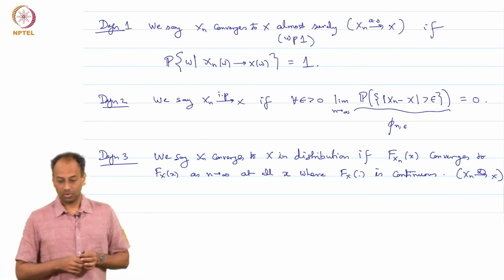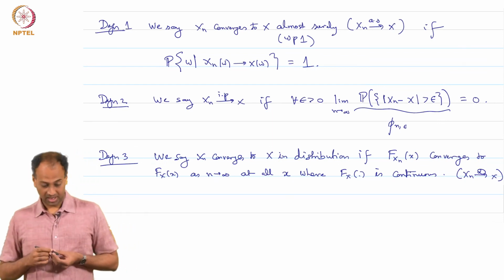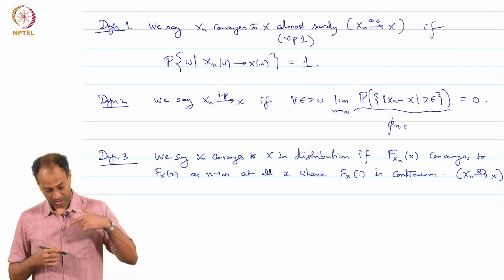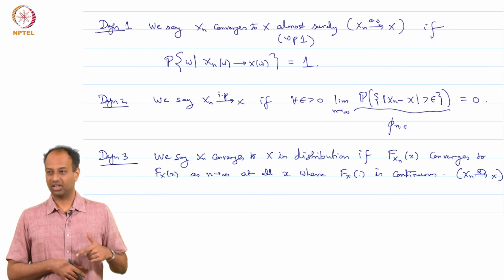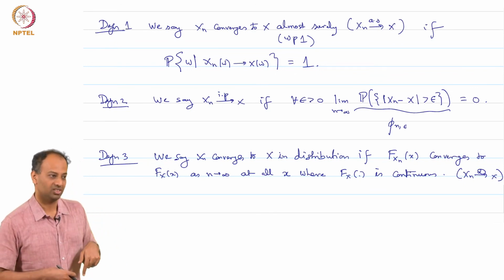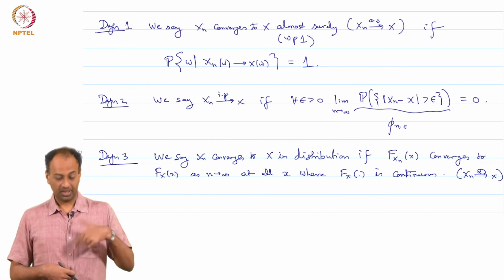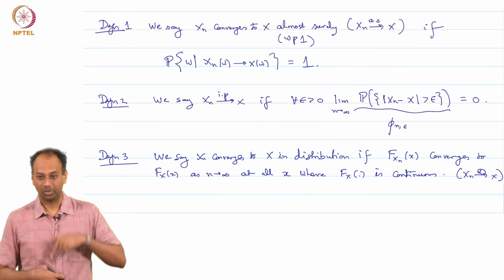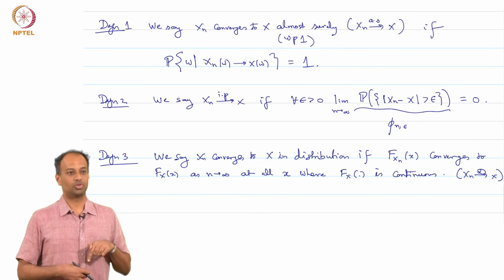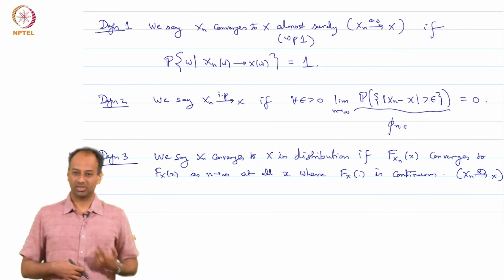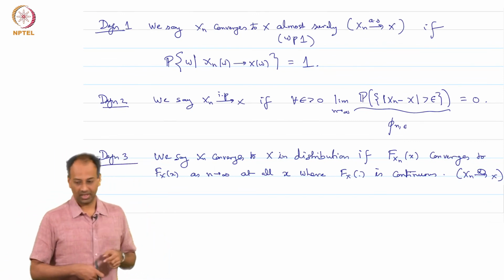Okay. So, what can be shown is that almost sure convergence is stronger than convergence in probability, which is stronger than convergence in distribution. Okay. So, convergence almost surely will imply convergence in probability, and convergence in probability will imply convergence in distribution, but none of the opposite implications are true. Okay. These things can be shown.